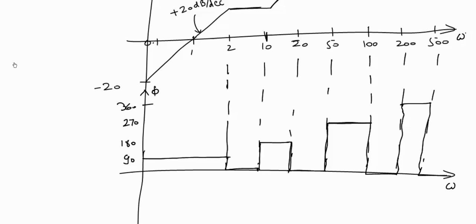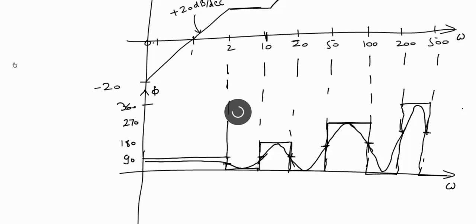Now this is the asymptotic plot. So the approximate exact plot can be plotted by considering the midpoints. And now I'll connect all the midpoints. So this way, this is the exact plot. So in this way it is very easy to draw the Bodeplot if the transfer function is given to me.